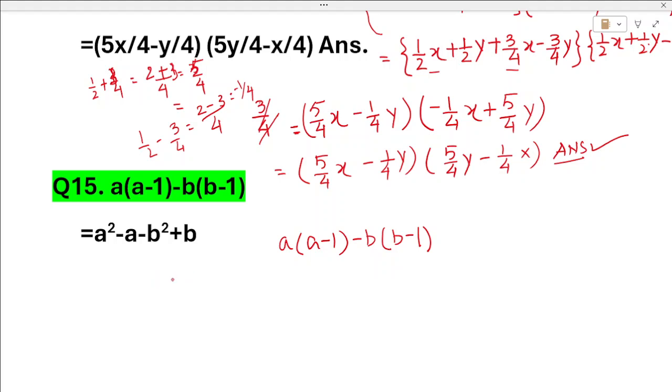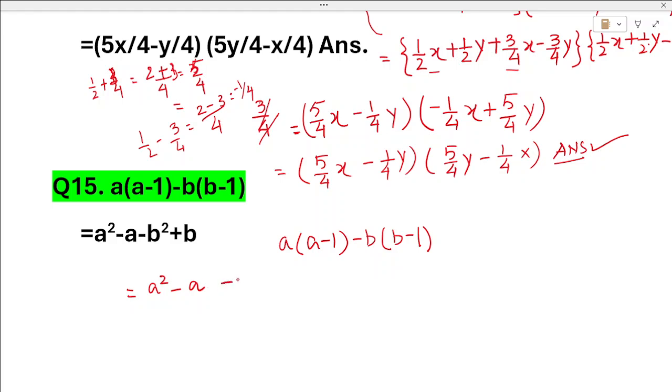Instantly you cannot find out the question is based on a square minus b square. So first of all, even if you want to take some common or HCF, you need to first open the bracket. So open the bracket first. So a multiplied by a becomes a square, minus a multiplied by 1 becomes a.